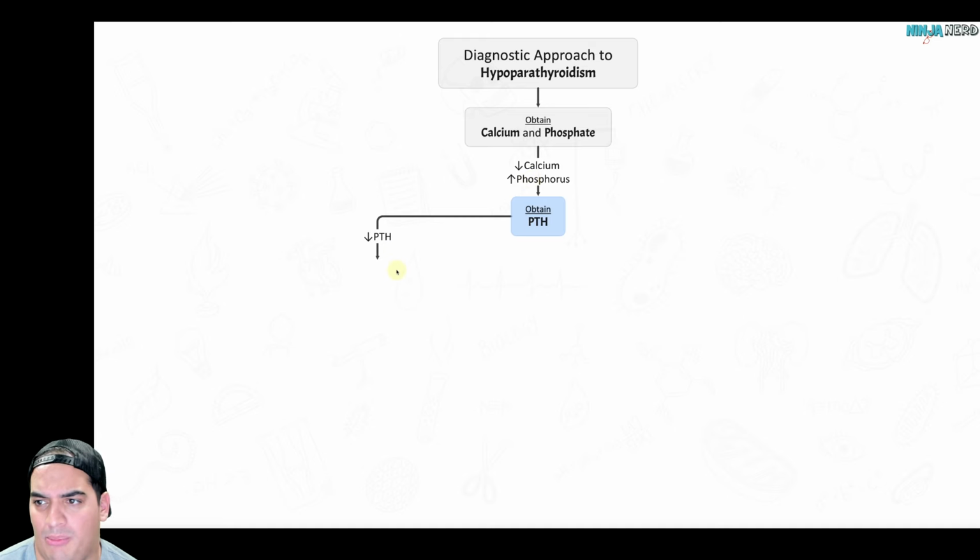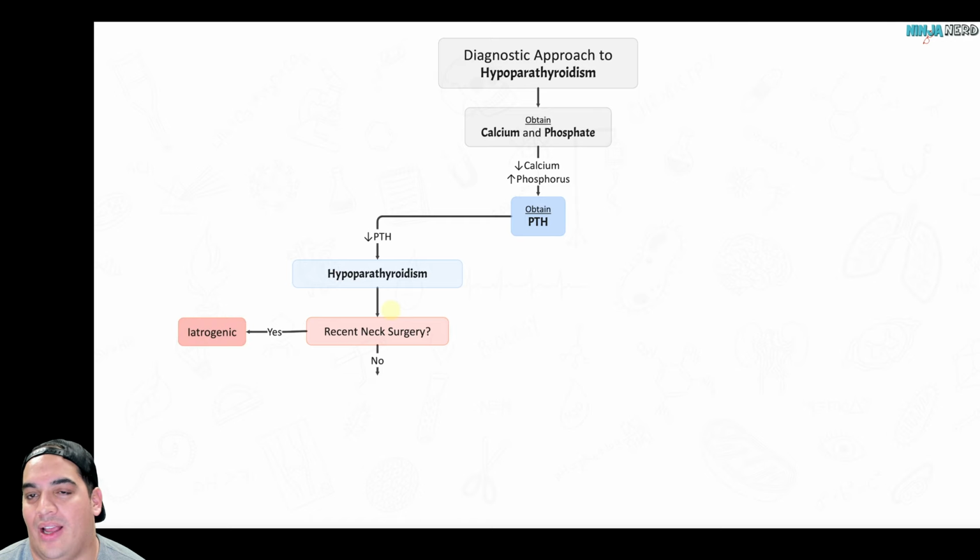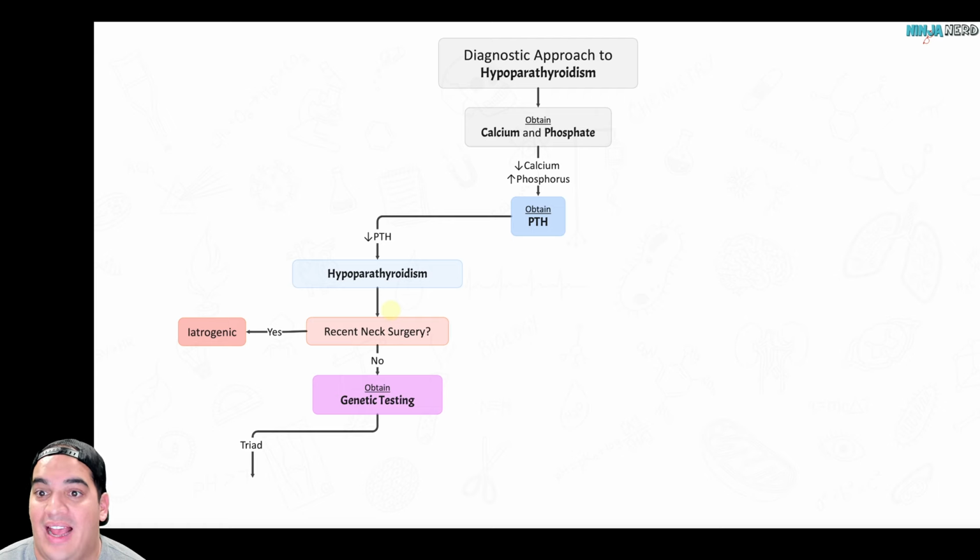Then you have to come to the point of, was it iatrogenic? Was it autoimmune? Was it congenital? I'll go ahead and look at their history. Did they get a recent neck surgery, a thyroidectomy, a parathyroidectomy, a radical neck dissection? Oh yeah? It's probably iatrogenic related. If it's not, then I have to think, okay, it could be autoimmune or congenital. Get genetic testing. Oftentimes we test a gene called the AIRE gene. And if they have the AIRE gene mutation, and on top of that, chronic mucocutaneous candidiasis and adrenal insufficiency in combination with hypoparathyroidism, it's probably autoimmune polyglandular syndrome type 1.